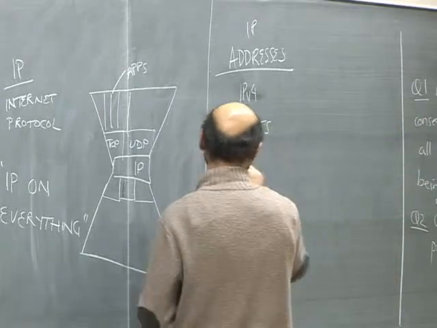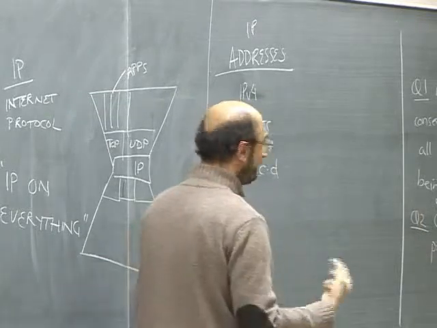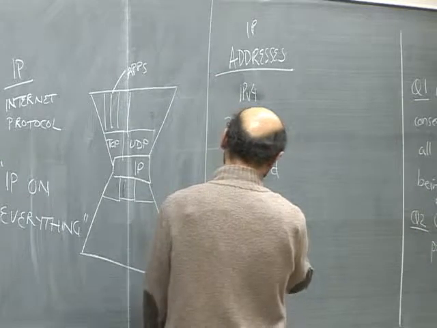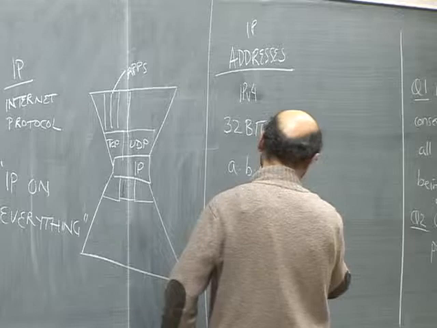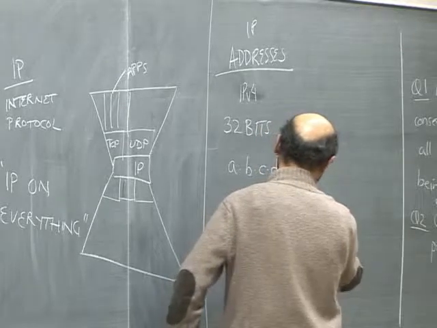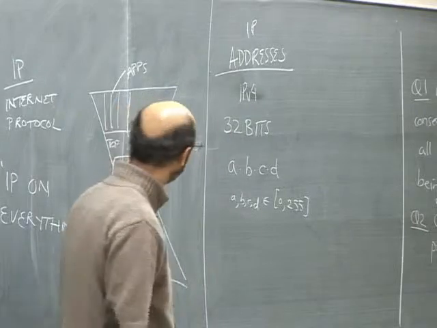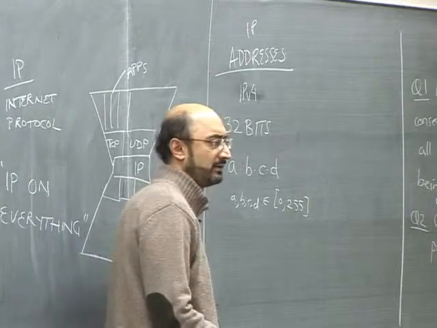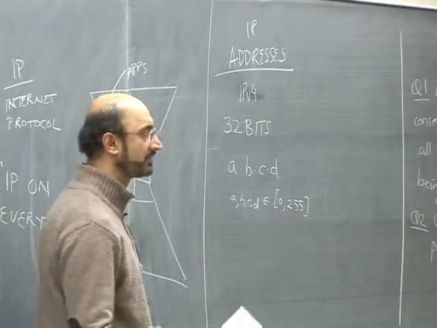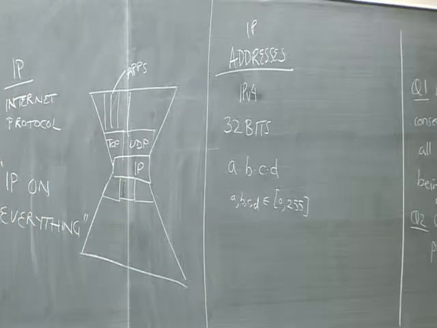And it's written like this, A.B.C.D. And you're familiar with this, where A, B, C, D are all in the range 0 to 255. So that's how we represent these 32 bits. And we have hierarchy in there, because it's geographical. So let me now talk a little bit about how that hierarchy is expressed.